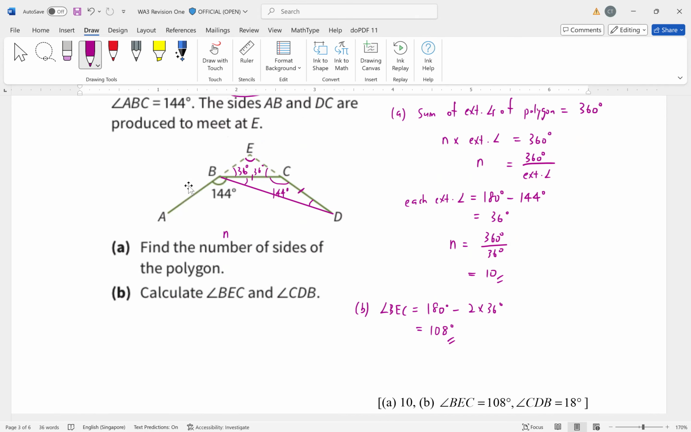So angle CDB, okay, let's do the working over here. The CDB will be equals to 180 minus 144 divided by 2. Right, so this is using base angles of isosceles triangle CDB. Right, so from here we will get 18 degrees.